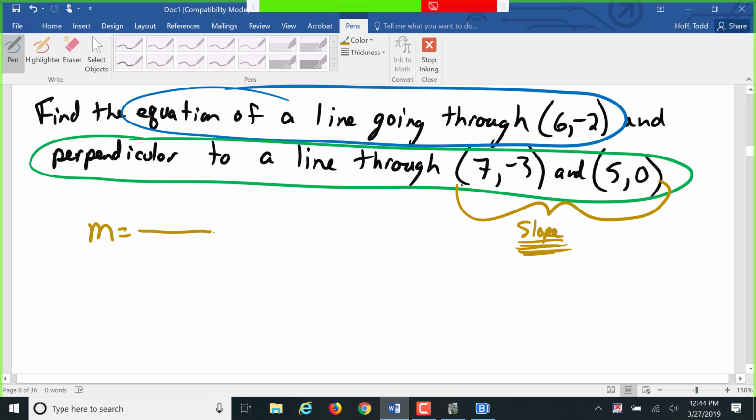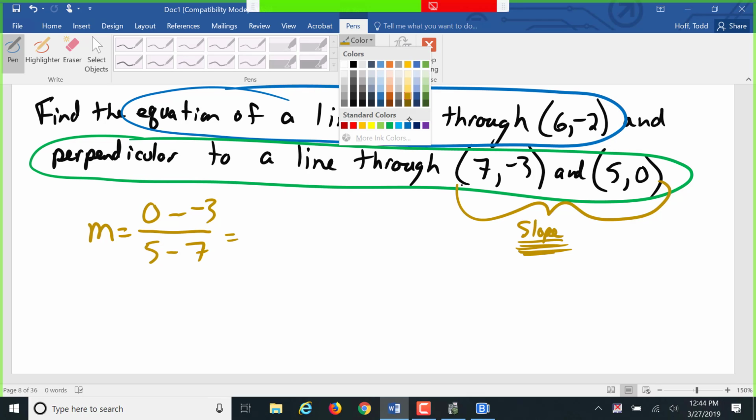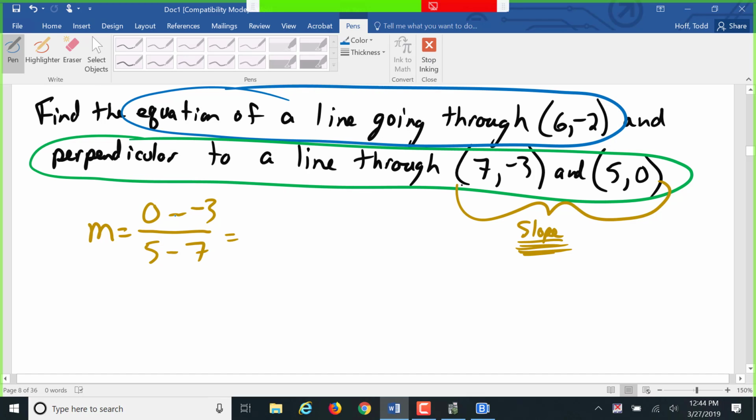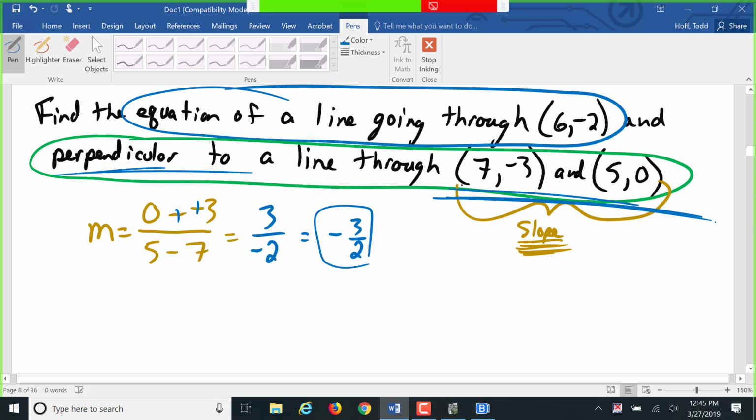So what goes into my slope formula from those 2 points? 0 minus a negative 3 over 5 minus 7. So 0 minus a negative 3 is plus a positive 3, or 3. 5 minus 7 is negative 2. So that's a negative 3/2 is the slope of the line through those points.